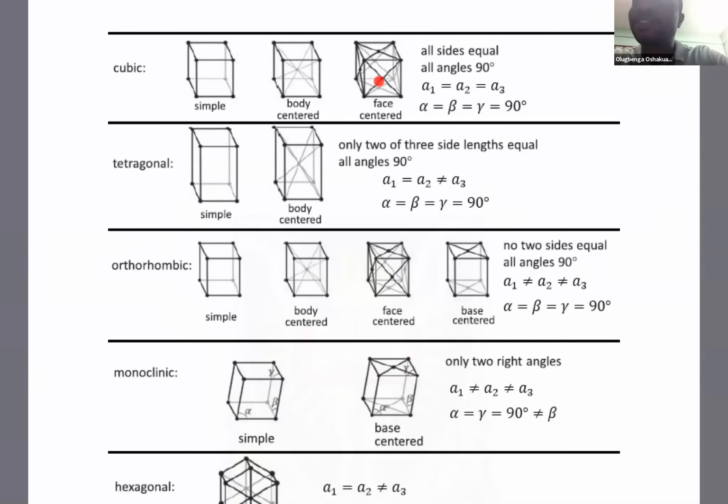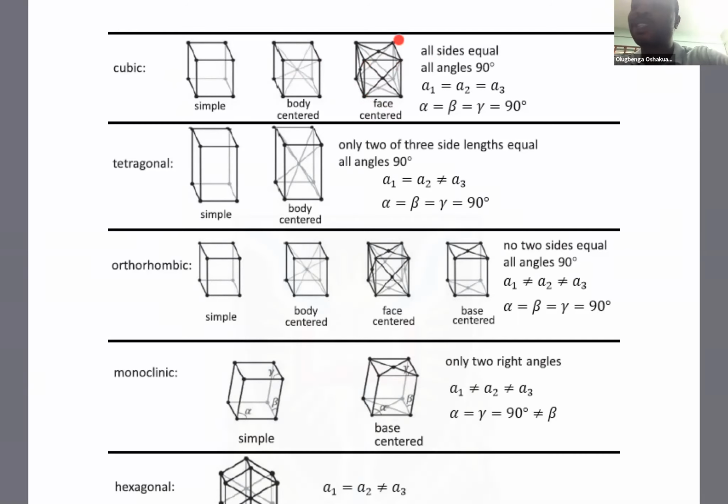So at the center of each of the faces, we have an additional point. That's why this is a face-centered cube. This structure is called a simple cubic structure. The one having a point at the center is called a body-centered cubic structure. And the one having an additional lattice point at each of the faces of that simple cube is called a face-centered cubic structure.